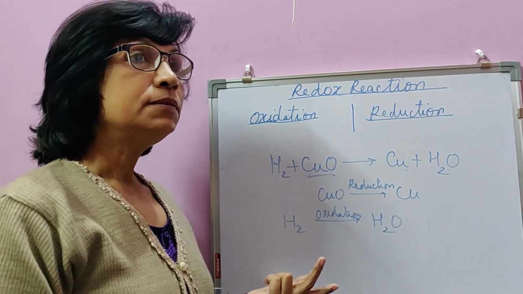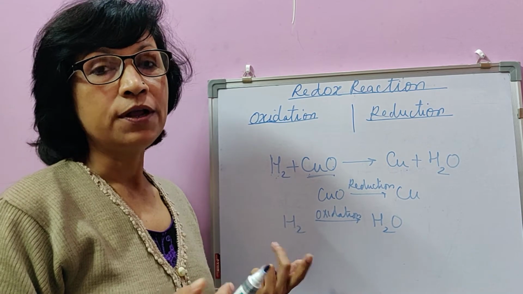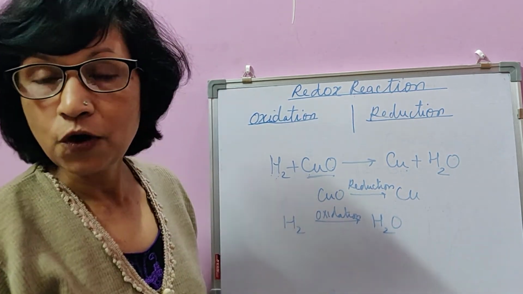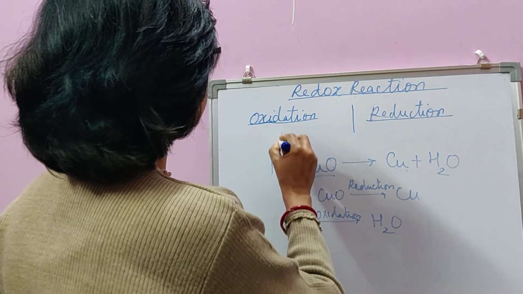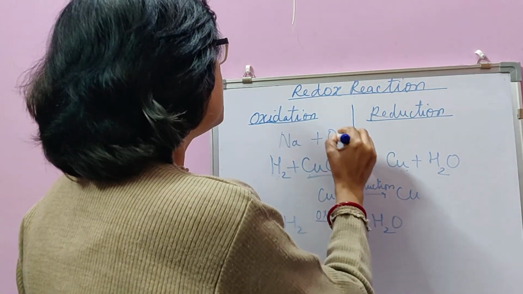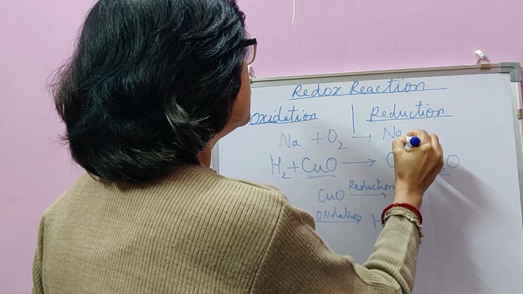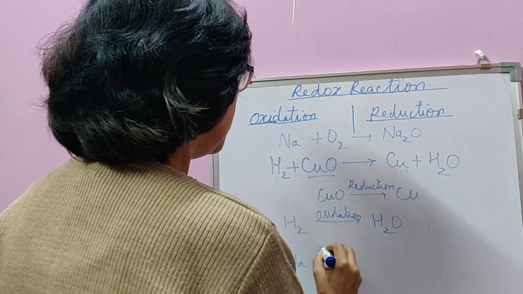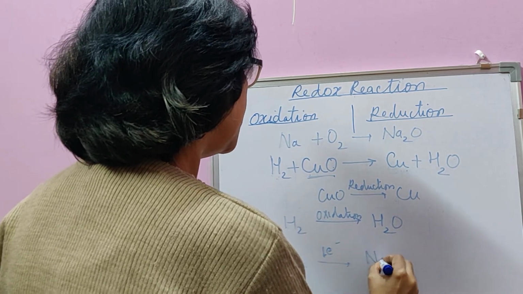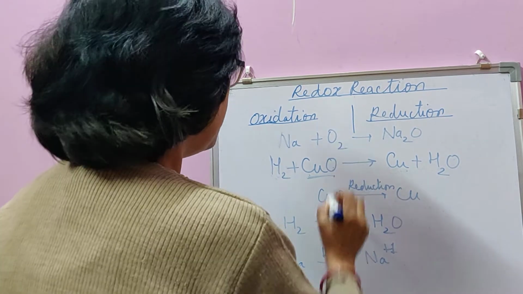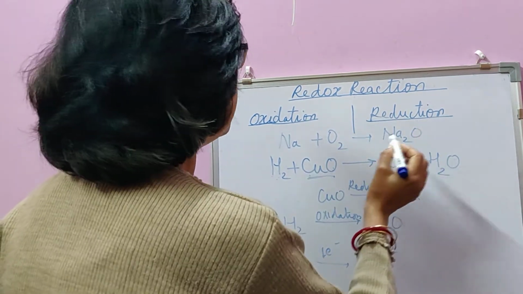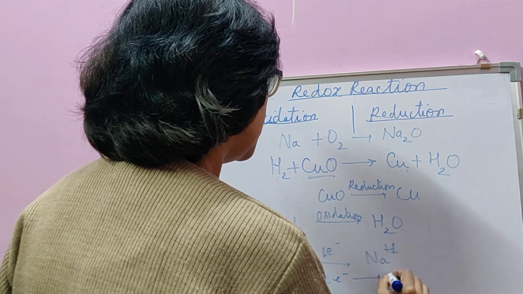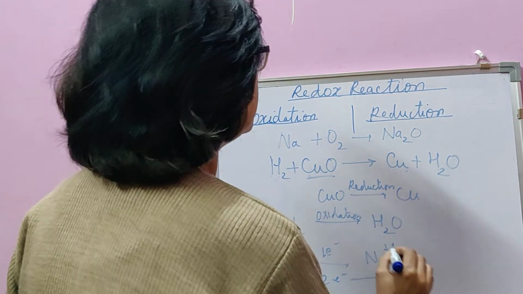Sodium will not be able to donate an electron if there is no substance like oxygen to gain the electron to form sodium oxide. Like see here, sodium plus oxygen gives sodium oxide. In this reaction, sodium lost one electron and became Na1 plus, whereas the oxygen atom gained 2 electrons and became O minus 2.